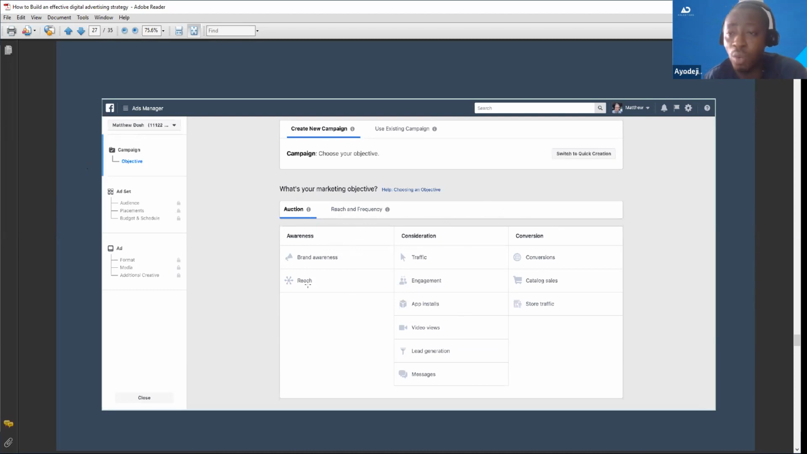If you want to create awareness, you use these awareness objectives: brand awareness and reach. If your business already has some awareness and you want people to start considering you, then you use any of these objectives in the consideration stage. Traffic is when you send people to your website. Engagement, this is when you create a post and you want people to engage with it. They can comment, they can like, they can share.